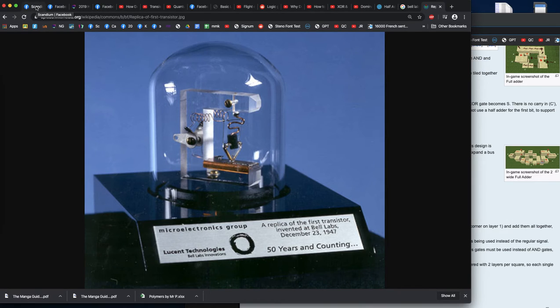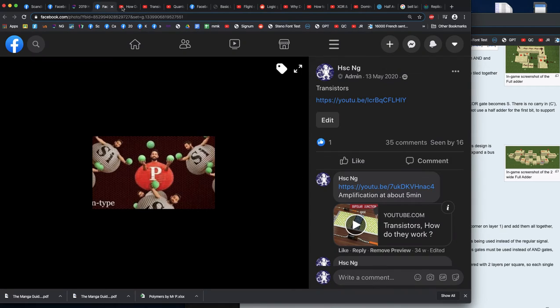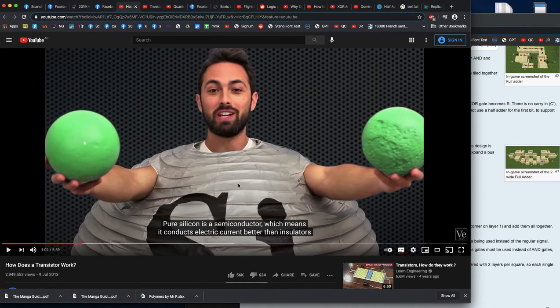And then modern transistors, well, we can fit 1 billion of them on something that's about 50 millimeters by 50 millimeters in a modern CPU. Okay, so let's keep going on this. So what is it made of? Well, it's made out of silicon.